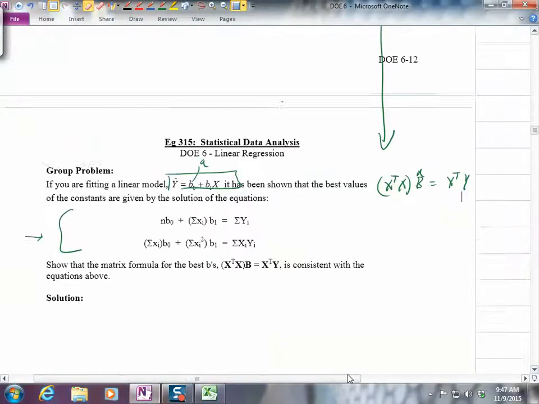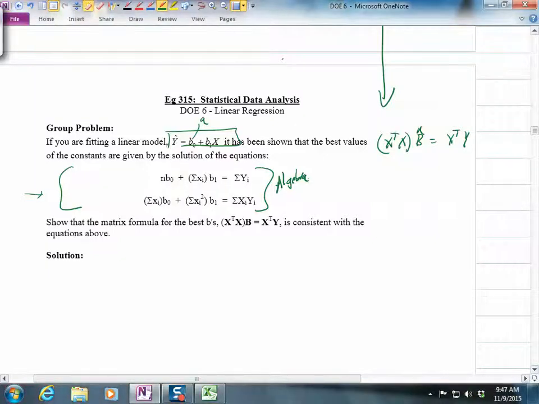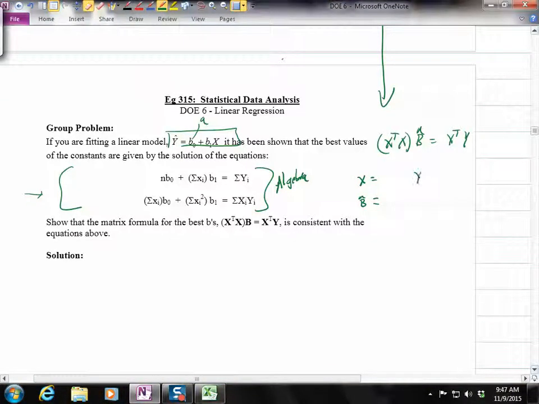What I'm asking you to do here is, I'll call this the algebra way. The algebra way gave us this. So you can go back to the algebra and see how we get this. But let's see, can we get that answer by doing the matrix method? The first thing that we have to do is define X, define B, and define Y.